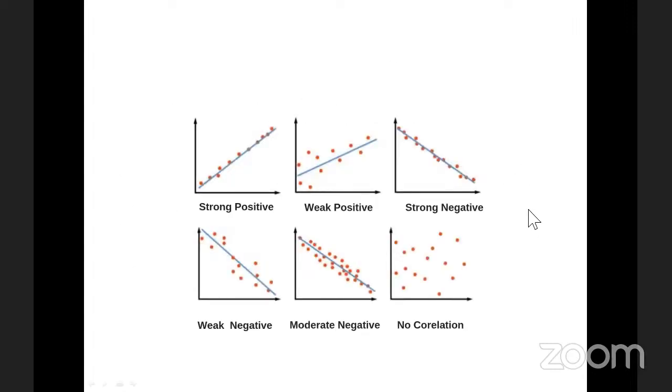This is a picture showing the relationship. When the data is scattered more towards the trend line, the relationship is very strongly positive. If it is away from the trend line, it is weakly positive. If they are going in the negative direction, it is strongly negative when the data is more concentrated over the trend line. If it is scattered away from the trend line, we can say it is weakly negative. And this is moderately negative. And when it is scattered all over, it's like no correlation.